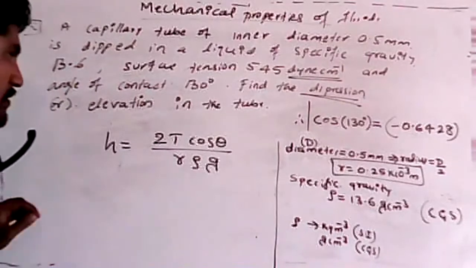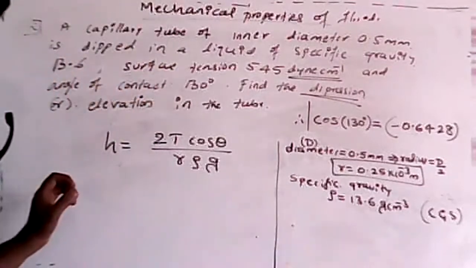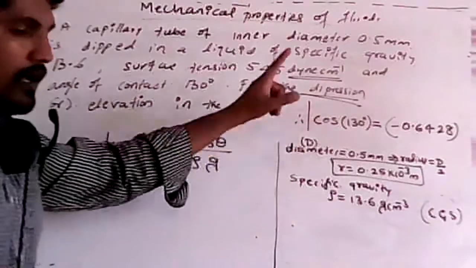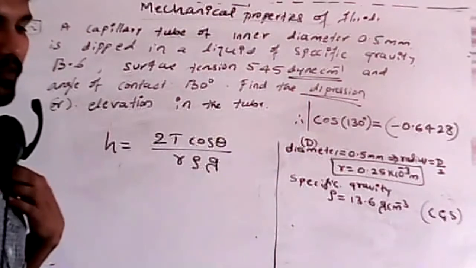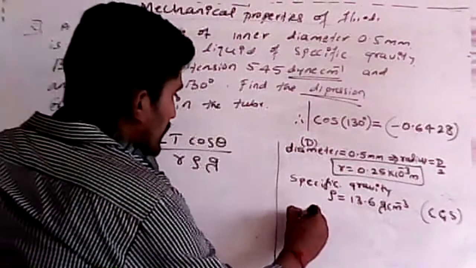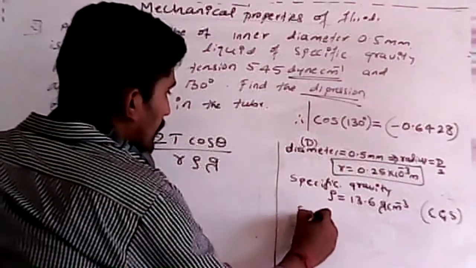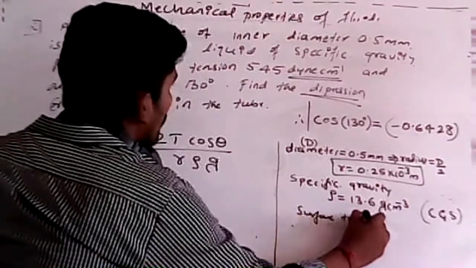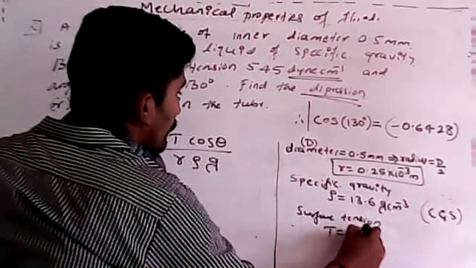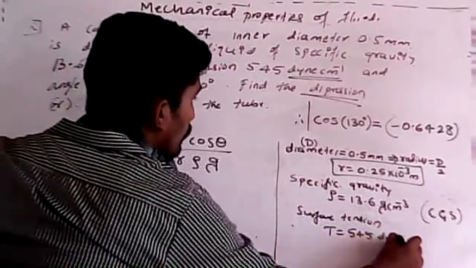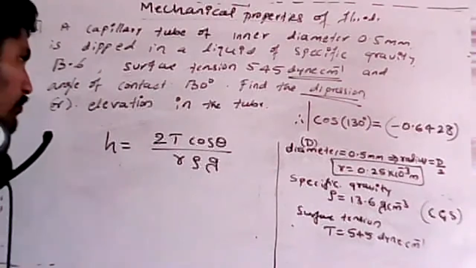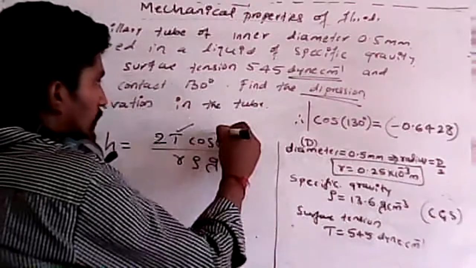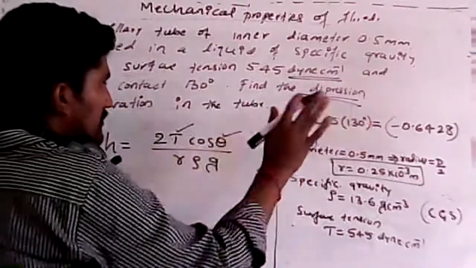Okay, yes. Now, one more thing they have given. What is that, students? Here, theta value they have given. I already told you that is cos 130 degree. Then T value. What is that? Surface tension. How can I write surface tension? Surface tension we can write T, which is equal to 545 dyne per centimeter. So that is our surface tension. See, now you know T value here. Once we know cos theta value, cos 130 is this much.